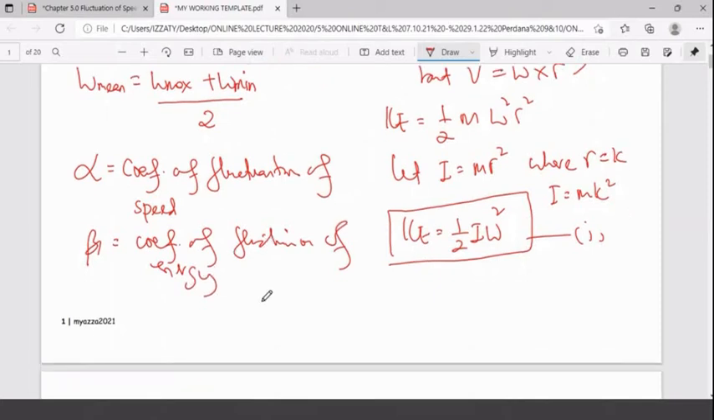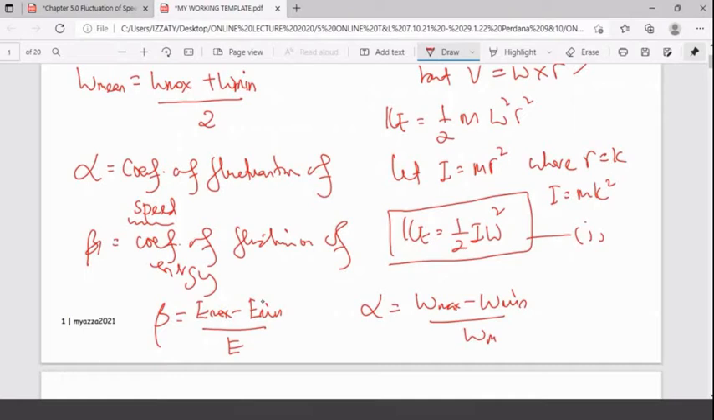This one is alpha. For beta, we already have the equation just now: E max minus E min divided by E. For alpha, because we're dealing with speed here, this must be omega max minus omega min divided by omega mean.